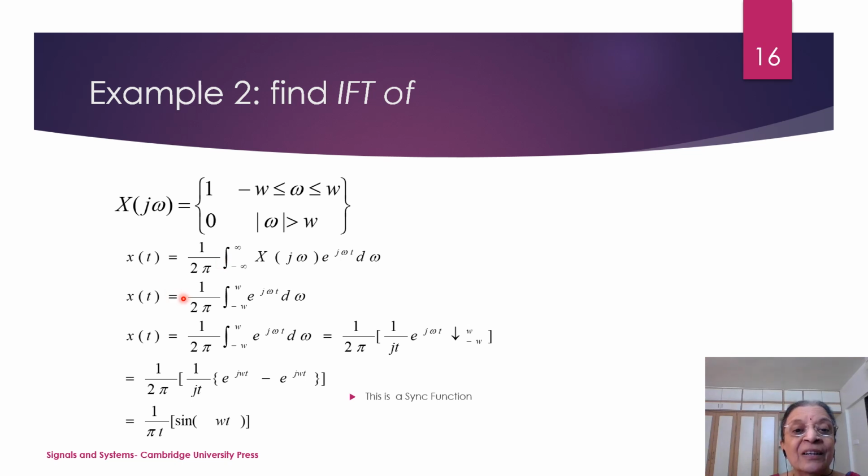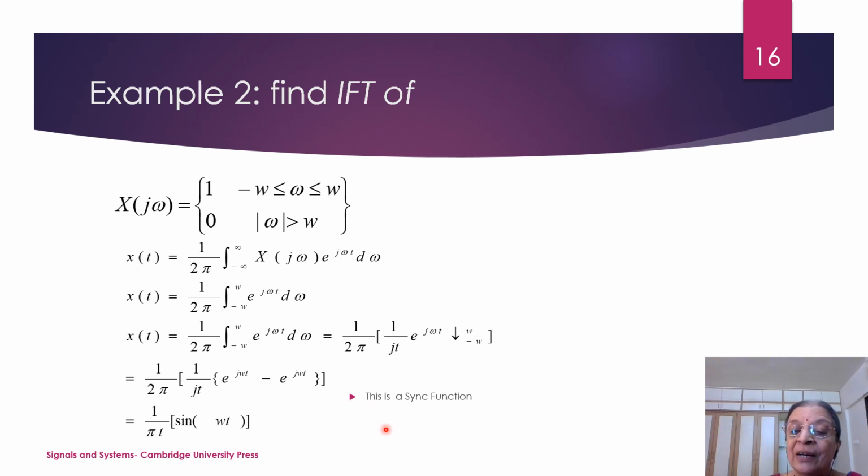So if we take the inverse Fourier transform, 1 upon 2 pi, existing between minus W to W, e raised to j omega t d omega. If we just calculate this, you get 1 upon pi t sine omega t, and this is basically also a sinc function.